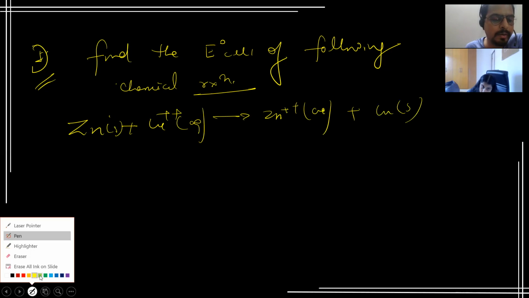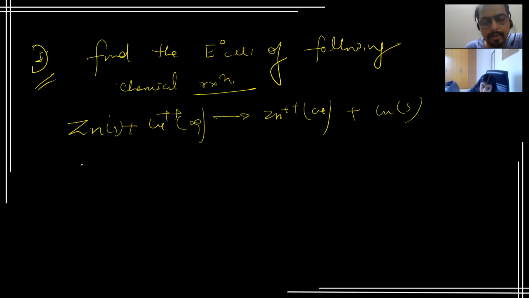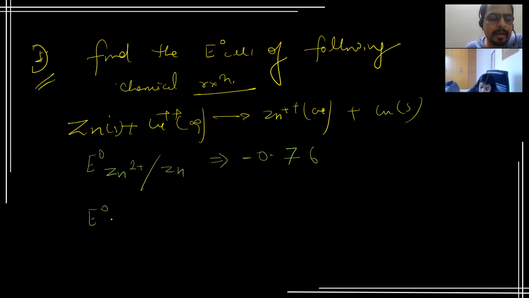So here the value of E naught zinc 2 plus oblique zinc is minus 0.76, and E naught copper 2 plus oblique copper is 0.34. You have to find out the E naught cell.